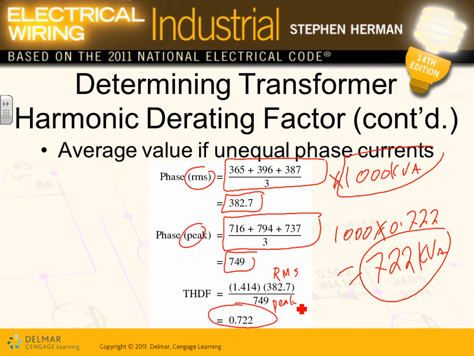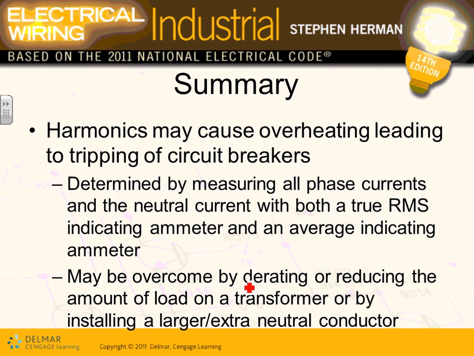Plug in, this is constant, C is a constant, and you get yourself that derating factor. Then when you put your load, don't put more load than 722 kVA. Does it make sense, guys? Okay, so that's basically it in terms of harmonic.